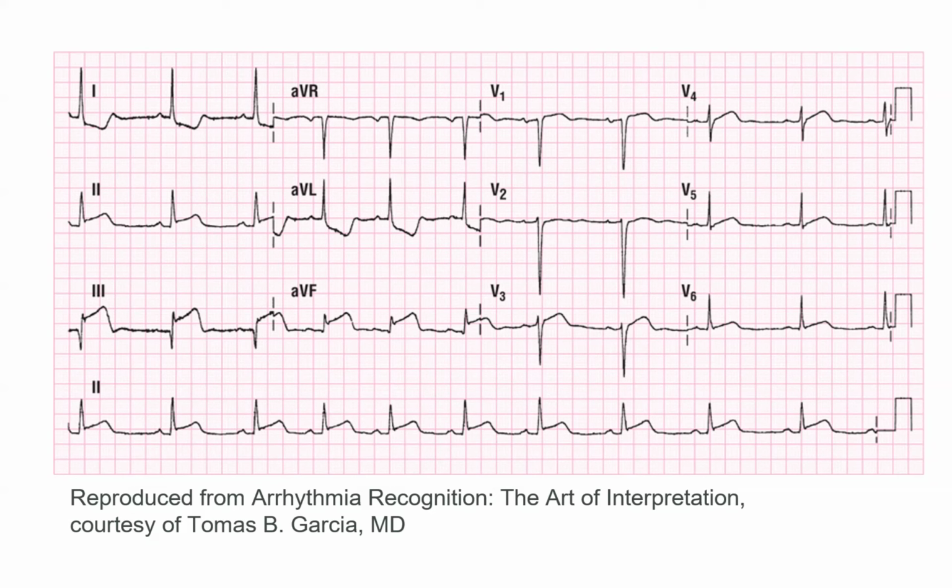Let's hear some protocols on when we give nitro. Over 100 systolic. Over 100 systolic. JCAT, I think we're at 110 systolic. It's somewhere in that range. I doubt anybody's at 90. I hope not.